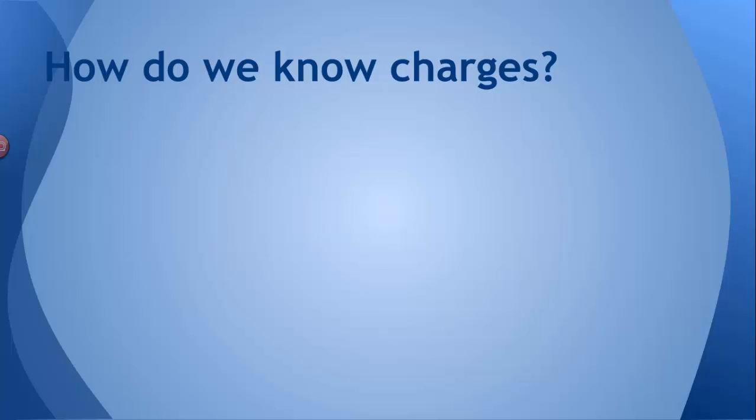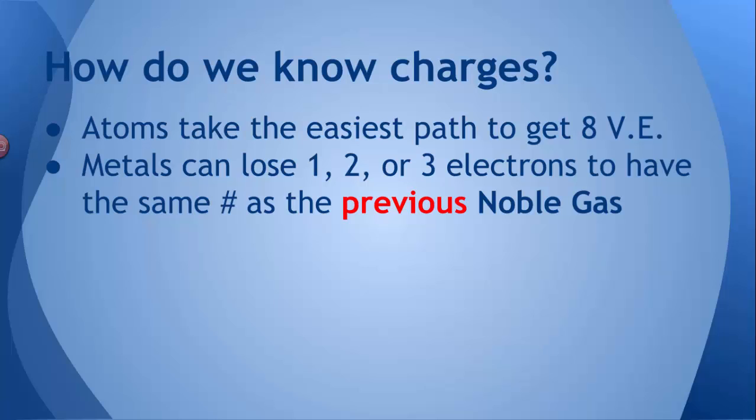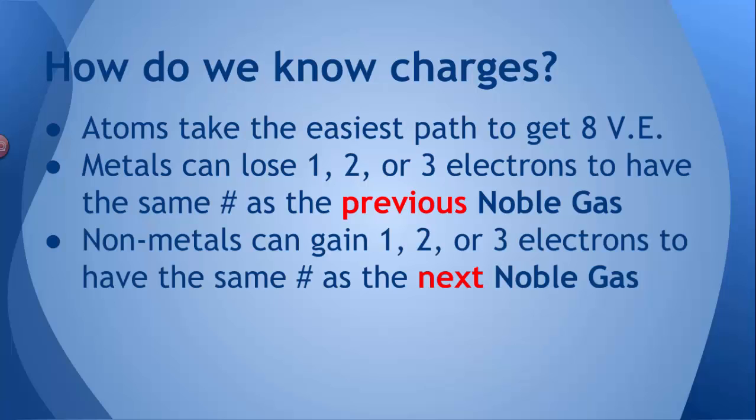Okay? So, we now know why this happens. Now we have to figure out how we're going to know the charges. An atom will take its easiest path to get 8 valence electrons, whatever takes the least amount of work or energy. Metals like to lose electrons because they're way over on the left of the periodic table. It's easier for them to lose 1 or 2 or 3 electrons to go backwards to be like the previous noble gas, which has 8. So they'll be positive. Nonmetals are closer to the noble gases on the right, and so they have to gain a couple of electrons, 1, 2, or 3 electrons, and they'll become isoelectronic to their next noble gas.